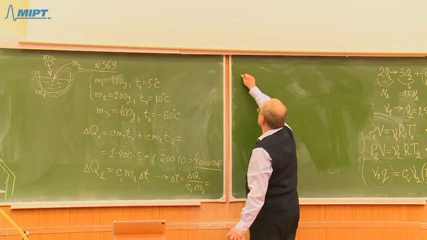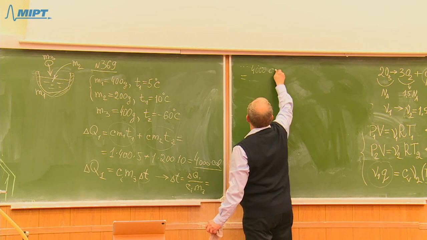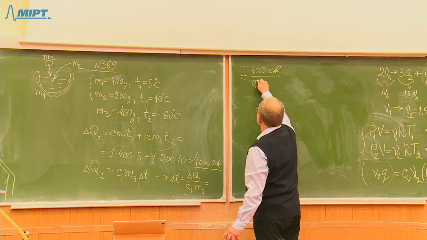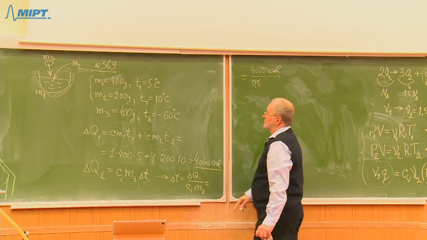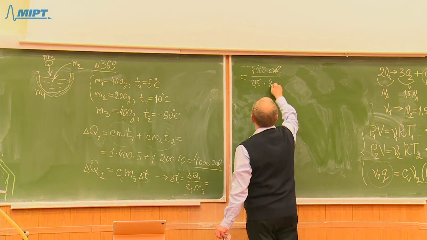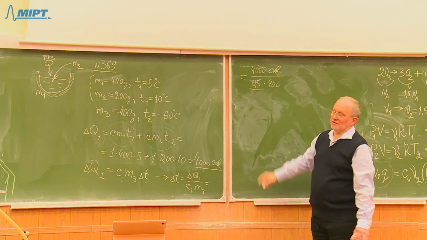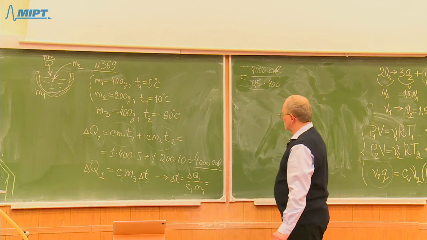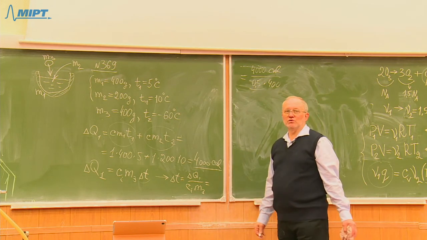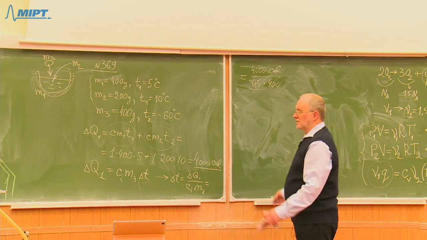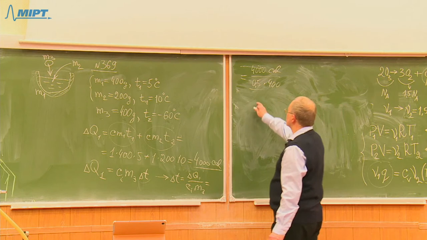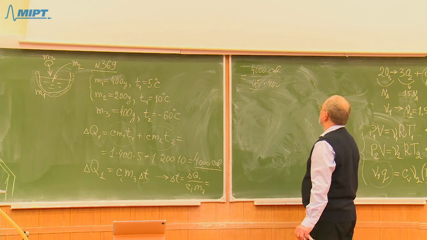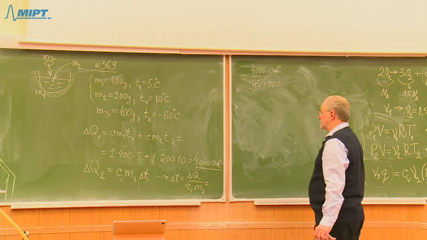So delta Q1 is 4,000 calories, and the specific heat of ice is 0.5 calorie per gram, and the mass of ice is 400 grams. Well, you can find this quantity in the table of physical constants. The specific heats of different substances is well known. It's been measured in laboratories to high degree of accuracy, and you can find all this. This is an approximate figure, but it's found in the tables of physical constants for different substances.